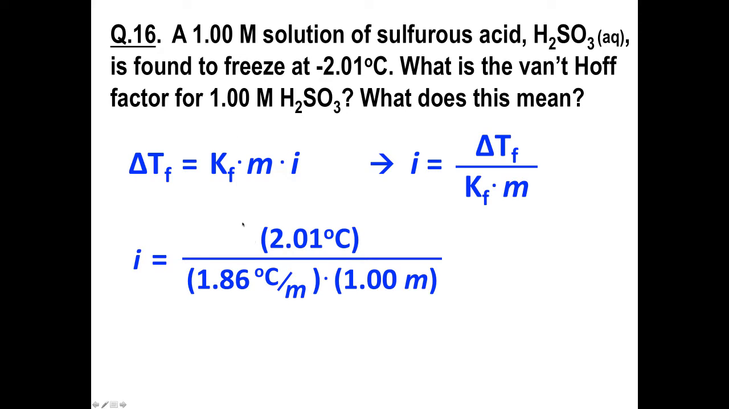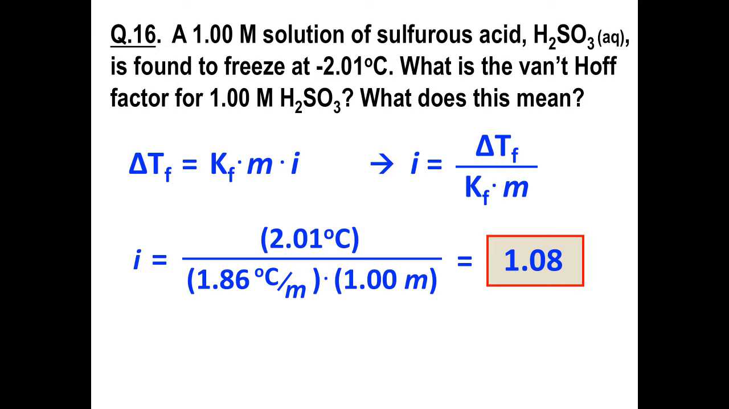So the freezing point depression is 2.01 degrees Celsius. The constant for water is 1.86 degrees Celsius per molal. And the 1 molal solution is approximately the same concentration as the 1 molar solution. And so when we do that calculation and approximation, we get an i value of 1.08. And probably we should call it about 1.1 because of the approximation we've used. Okay, now that's the Van 't Hoff factor calculated from the information.